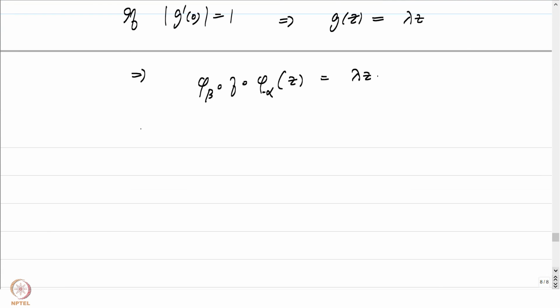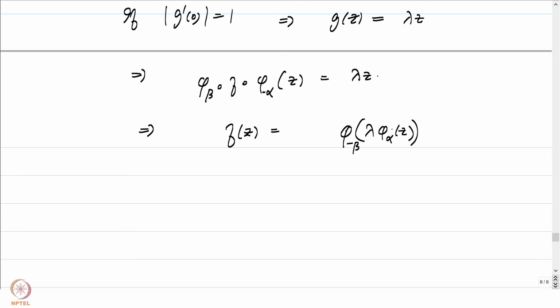And by manipulating this, we get that f of z is going to be equal to, let's first look at lambda times phi alpha of z. That's what will give us phi minus alpha of phi alpha of z, which is z, and then we'll compose from the left by phi minus beta. So this is precisely what we will get if g prime at 0 is equal to 1. And notice that phi alpha is a map from the unit disk to itself, multiplication by lambda is just a rotation, and hence it's a map from the unit disk to itself. Phi minus beta is also going to be a map from the unit disk to itself.